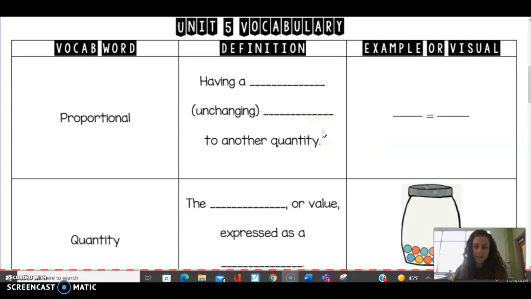In this video, we're going to look at some of our vocabulary for Unit 5. Our first vocab word is proportional: having a constant, unchanging ratio to another quantity. We have a couple ways that we can check to see if ratios are proportional.